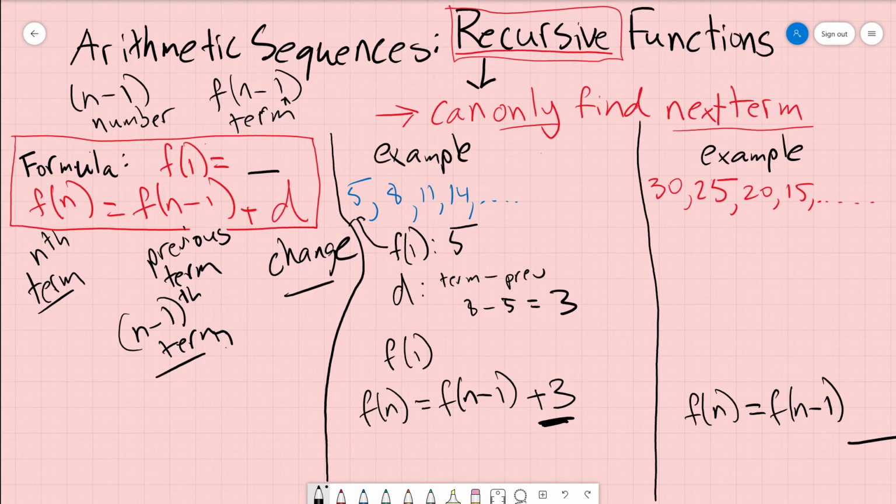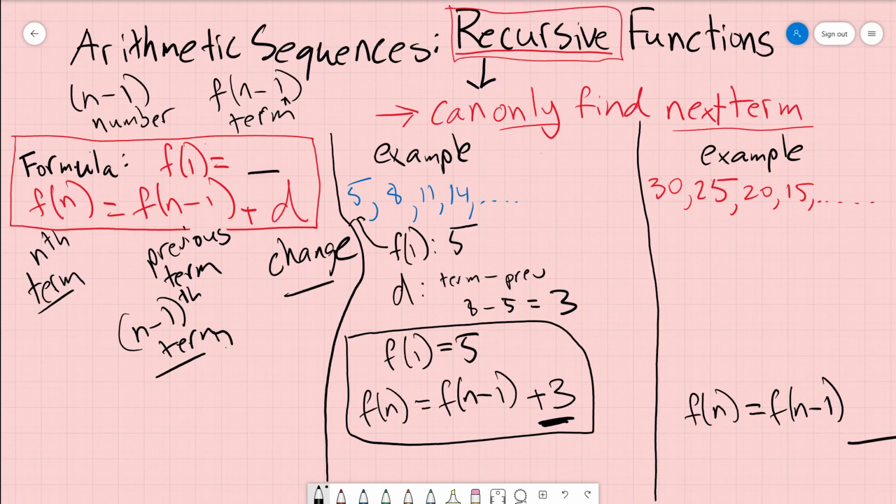So if I go back over to my second example, so this is it. As long as I say f of 1 is equal to 5, and f of n minus 1 plus 3 is equal to f of n, I've created my recursive function.